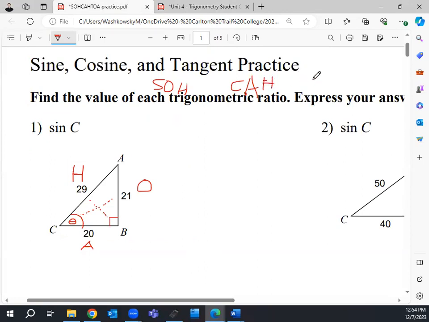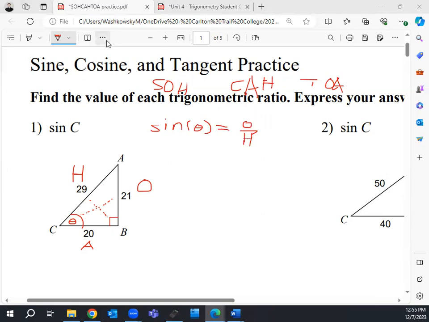SOHCAHTOA, I know that sine is opposite over hypotenuse, right? Because that's what it says. So I'm just going to write that in really quickly. So sine of the angle is equal to O over H. So now that's my third step: I have put in my blank formula here.